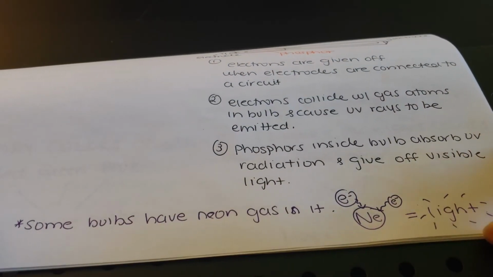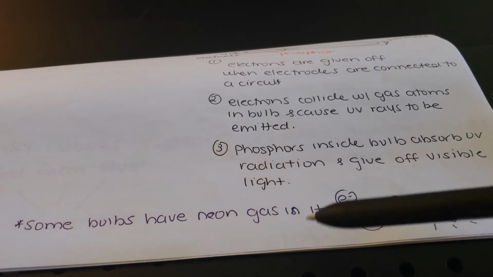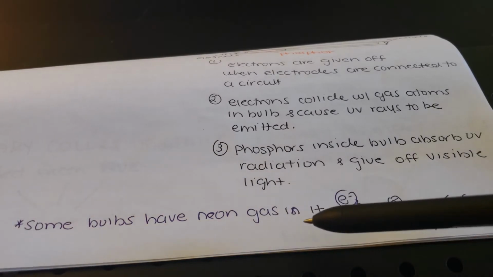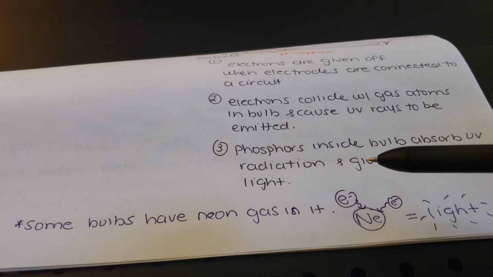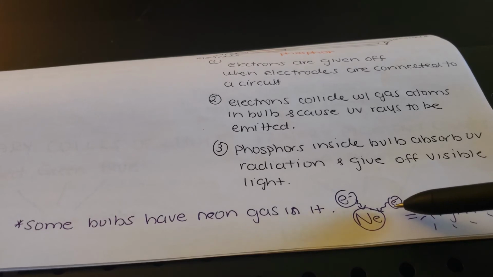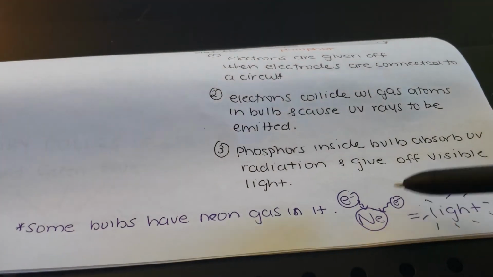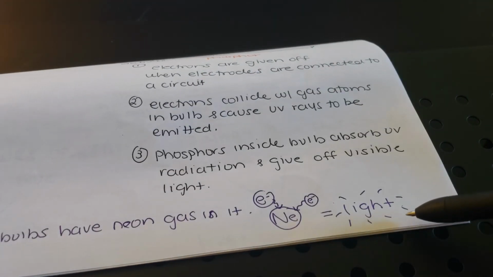Now, some bulbs may have different types of gas. For example, we talked about how some bulbs may have something called neon gas, and that can give off a different color. You have those neon gas particles floating inside of the bulb. When the bulb is turned on, the electrons that are emitted will hit these neon gases, and then they will produce light.